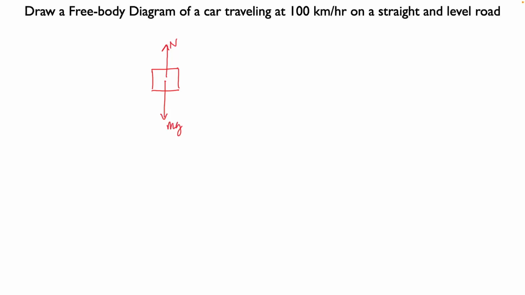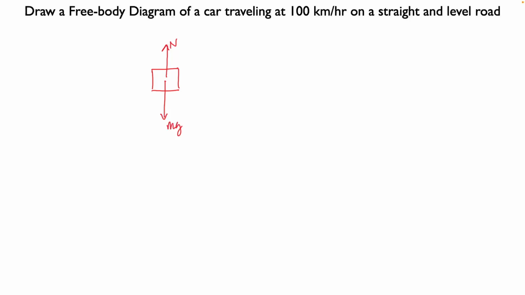So if I draw a certain vector down, there better be another vector acting up that's the same length, because I don't want to be accelerating in the vertical direction. Is the car coming off the road? Digging into the road? No, it's not doing anything. So vertically, I want the acceleration to be 0. And horizontally, I want the acceleration to be 0.